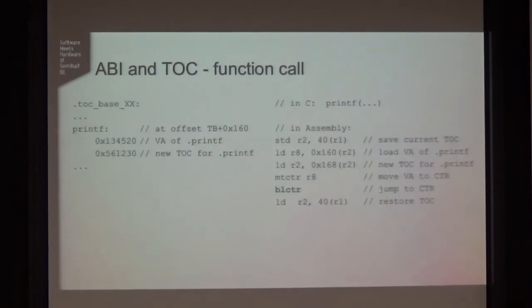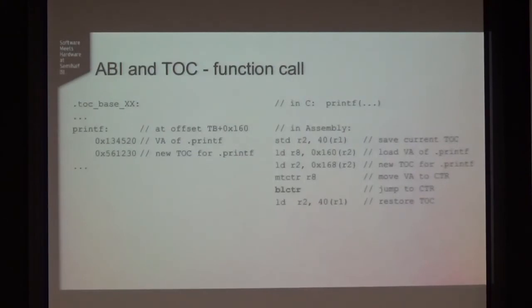First of all, we want to call the print, take a look on the right side. We need to store the current R2 pointer somewhere on the stack, because it might get corrupted, so we need to remember its value. Then we need to load the virtual address of the .print function we are going to jump to. Also, we need to modify R2 with the new TLC table pointer valid for the new print function, and then we can perform the actual jump.